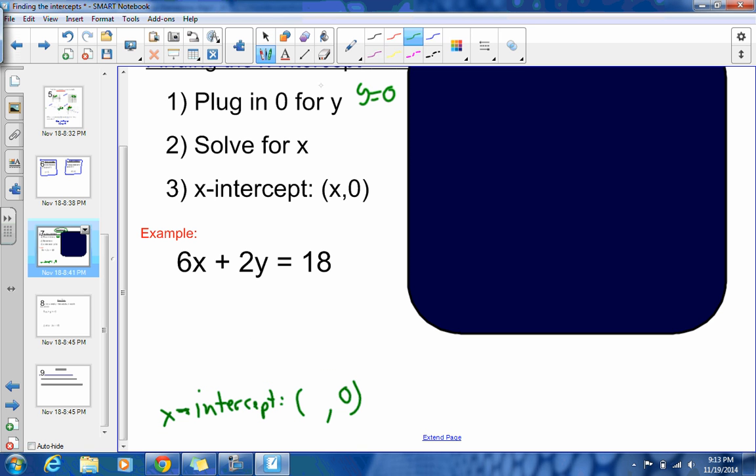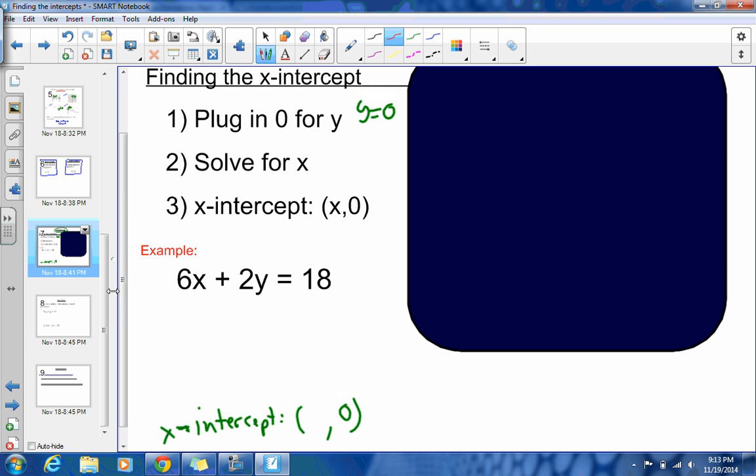So we'll do that. Take a look at this equation. Following those steps, the first thing to do is to plug in 0 for y. So we're going to plug in 0 here. And when we plug that in, you need to know that this is 2 times y. You're not going to plug in 0 and have this turn into 20 because it's a 2 and a 0. That's 2 times y, so it's going to be 2 times 0. So in other words, when we plug it in, it'll be 6x plus 2 times 0 equals 18.